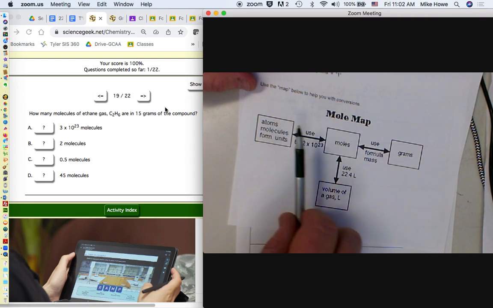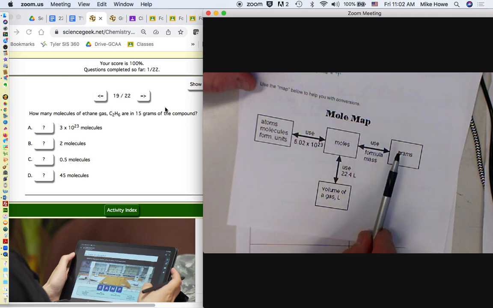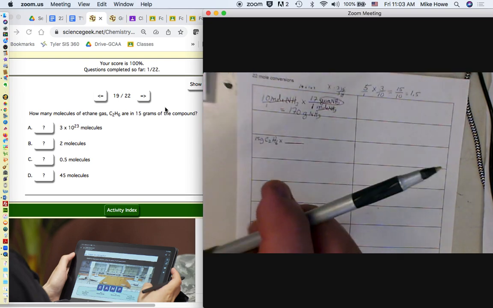So how many steps is that again? Grams to moles, moles to molecules. 2. When we go from grams to moles, we have to use the formula mass definition of the mole. When we go from moles to molecules, we have to use the 6 times 10 to the 23rd definition of the mole. Here we go.